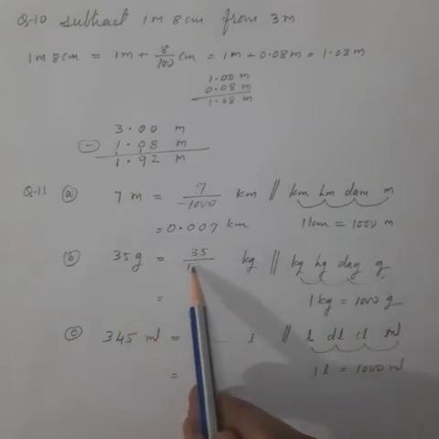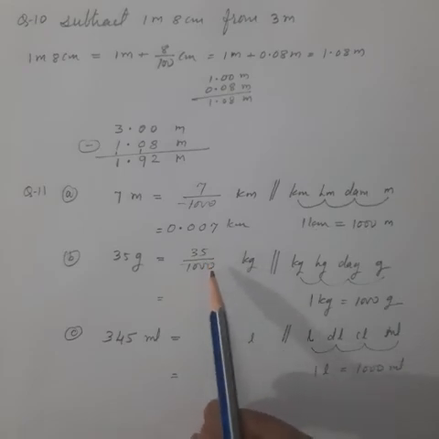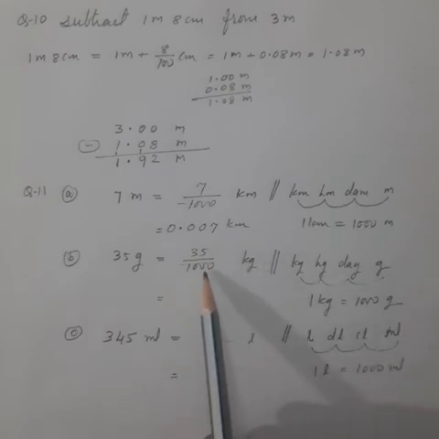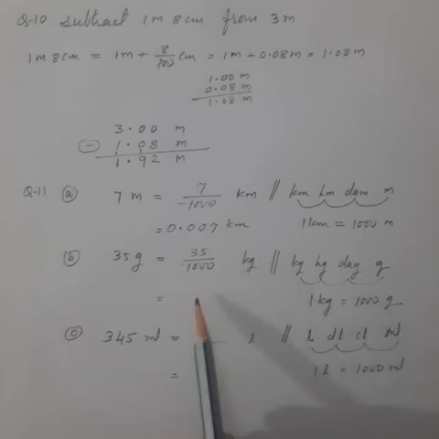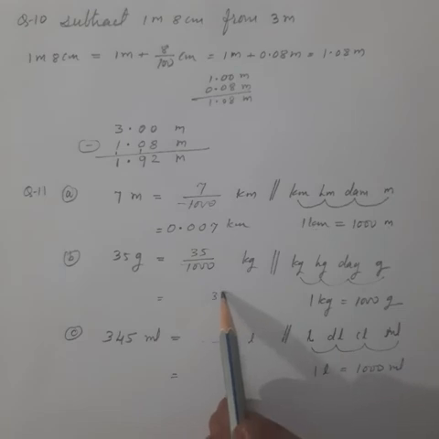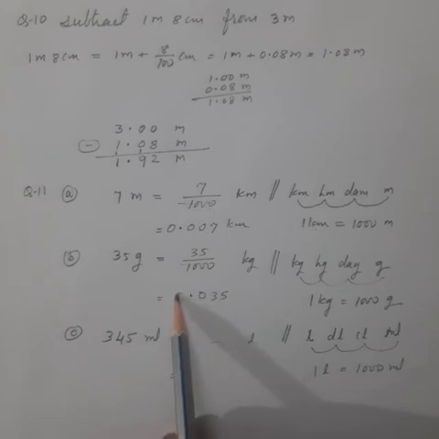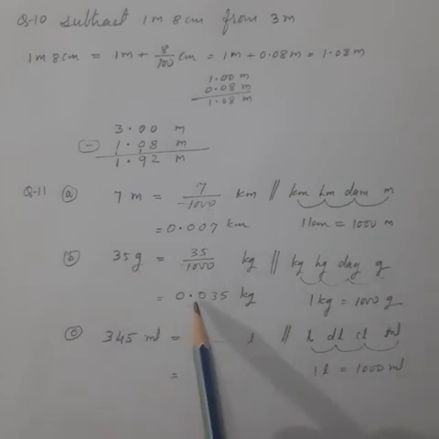35 by 1000. 35 thousandths. 1000 is there in the denominator. So there are 3 places after the decimal point in its decimal form. Write 35 and count from the right. 1, 2, 3, then insert the point and 0 in the whole part. Unit is kg. 35 grams means 0.035 kg.